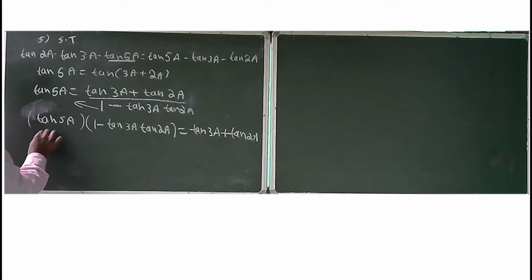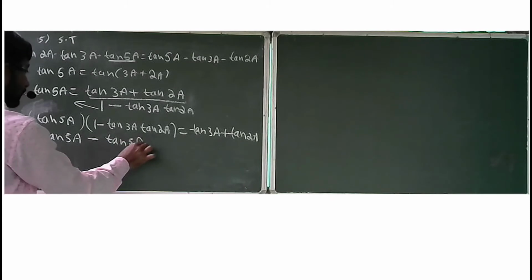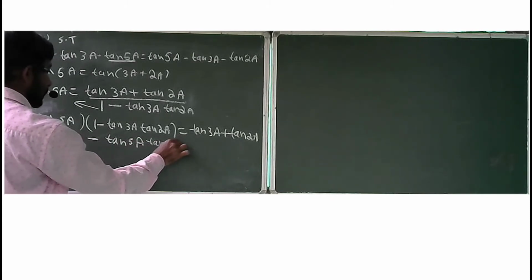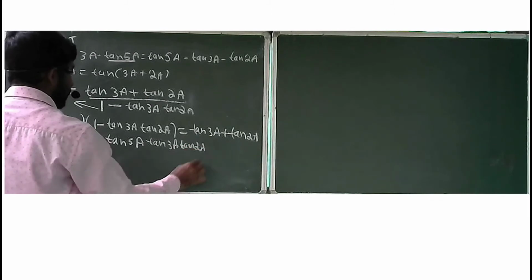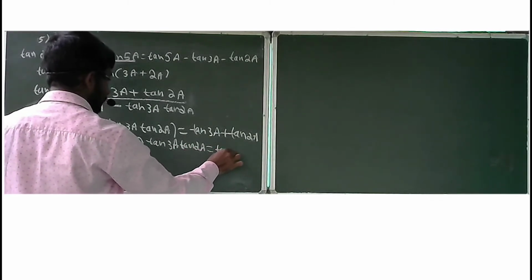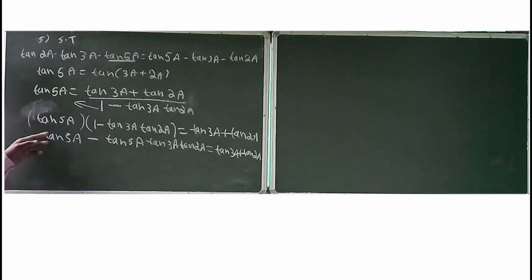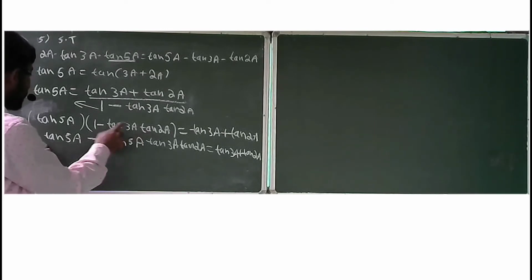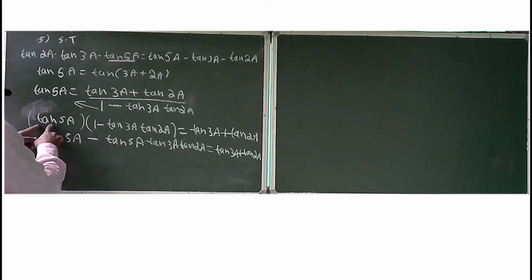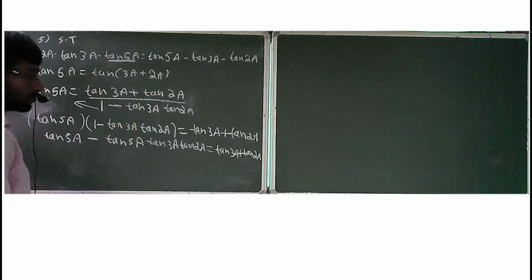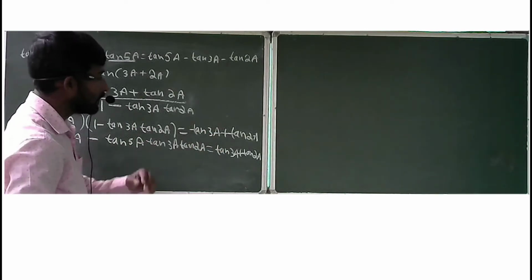Tan 5a into 1 is tan 5a, minus, here you will get the product tan 5a into tan 3a into tan 2a, is equal to tan 3a plus tan 2a. Clear? First multiplying tan 5a with 1, that is 1 into tan 5a is equal to tan 5a, minus a into b into c, you will get abc, right? Tan 5a into tan 3a into tan 2a. That's the second term. The remaining terms are on the RHS.